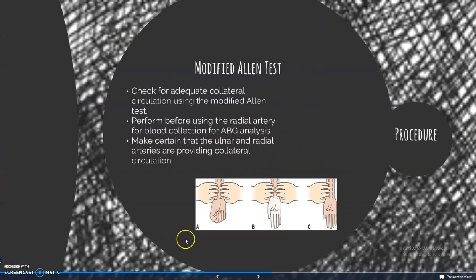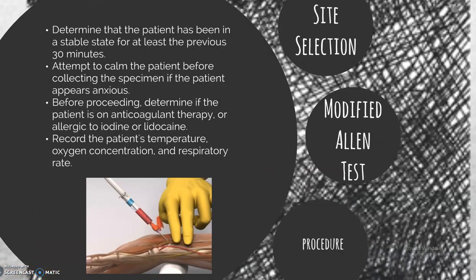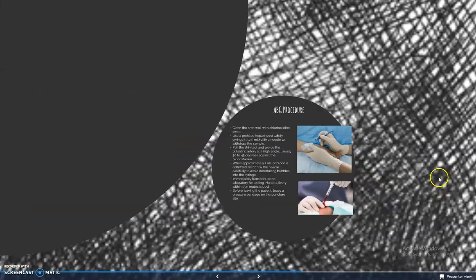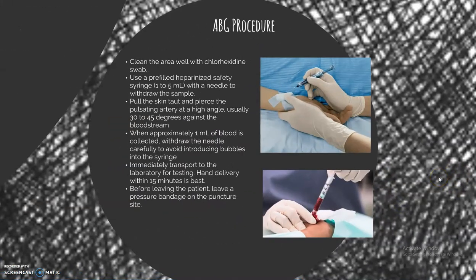Okay. Also shown here, it should change to white and then turn back to its normal pale color. This would be an example of a positive test. And we can then use that artery for ABGs. Generally, respiratory therapists collect these. Some hospitals train phlebotomists to do these, but you do need to be trained to perform the procedure. You clean the area well with a chlorhexidine swab.